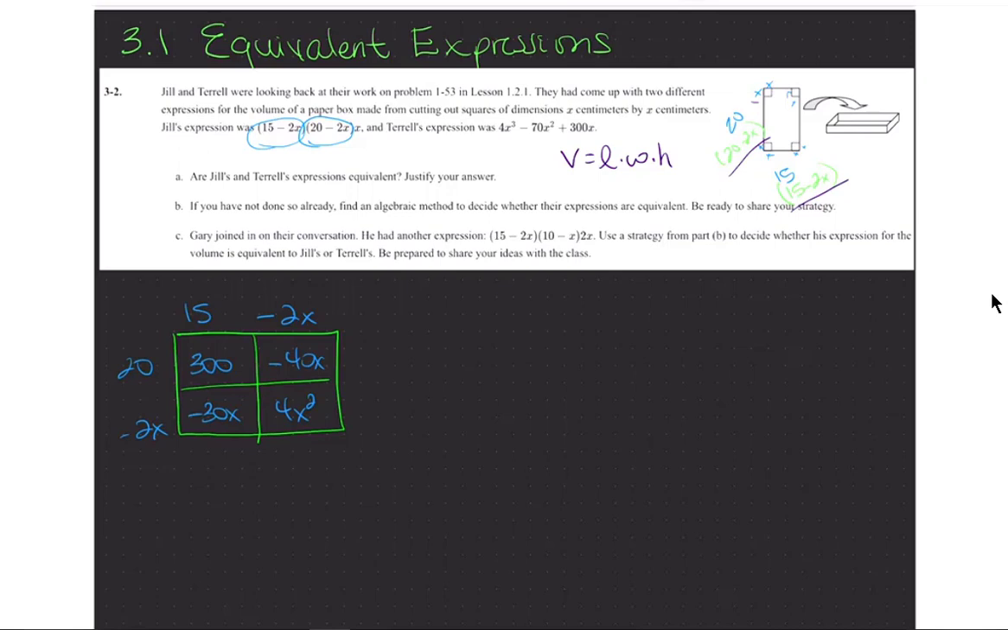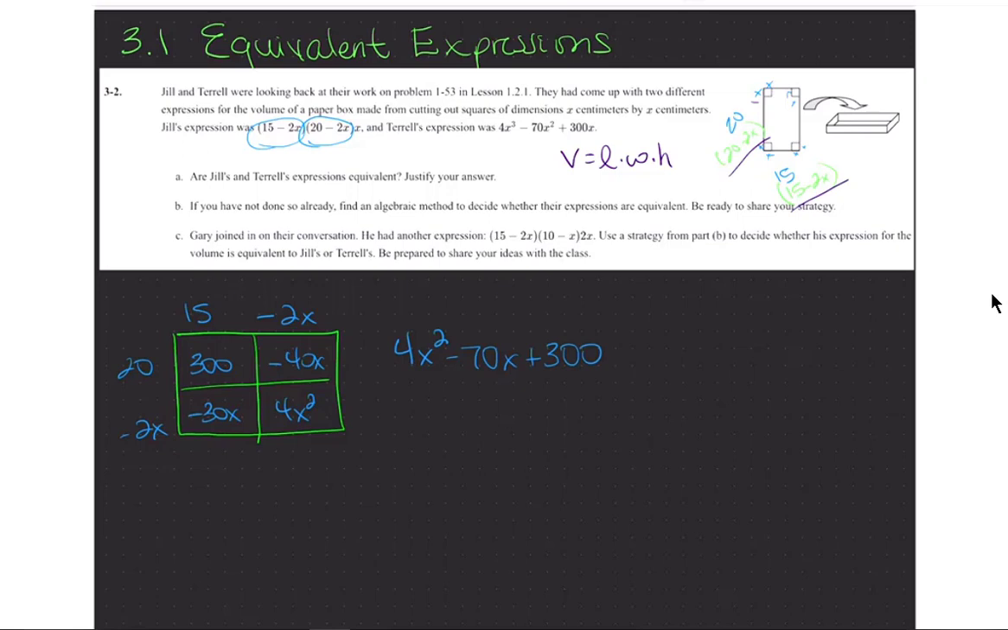So when I combine these, I'm just going to write it in that standard form from highest degree to lowest degree, just for clerical purposes, right? So how many x squareds do I have? I have 4x squared. How many x's do I have? This is going to give me my x's. I have negative 70 x's, and then I have 300, right?